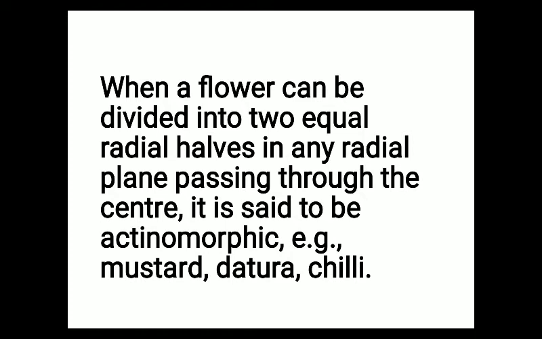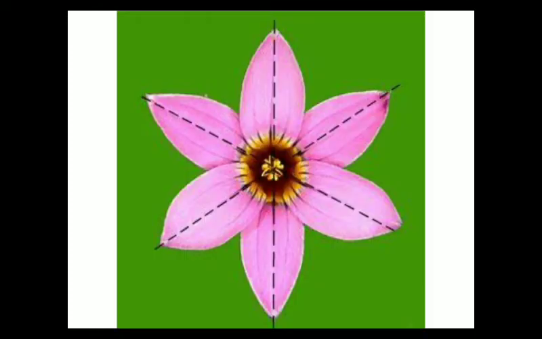When a flower can be divided into two equal radial halves in any radial plane passing through the center, it is said to be actinomorphic. Example: mustard, dhatura, chili. So in an actinomorphic flower, there will be many radial planes, and if we cut this flower through any radial plane, then the flower will be divided into two equal halves.